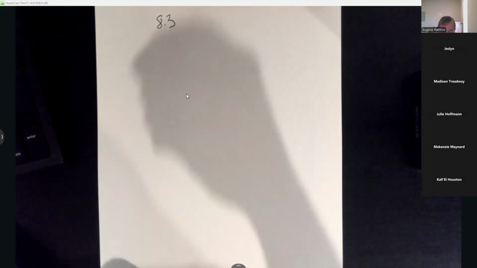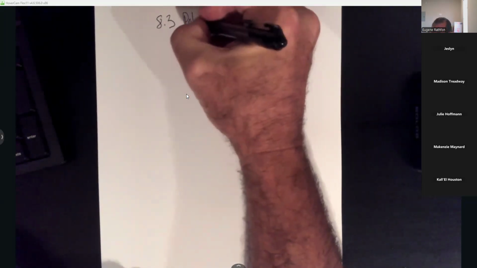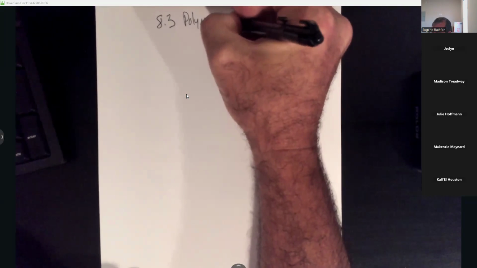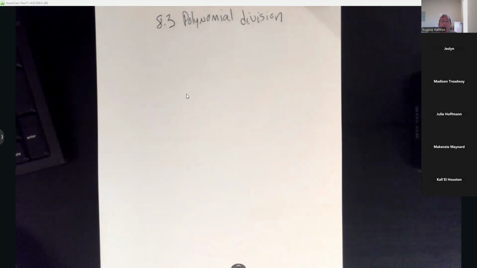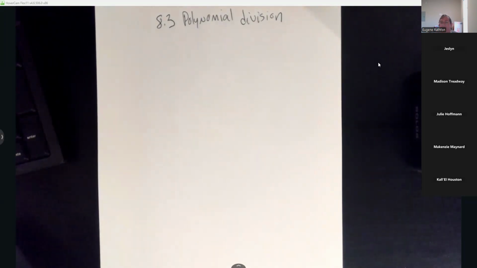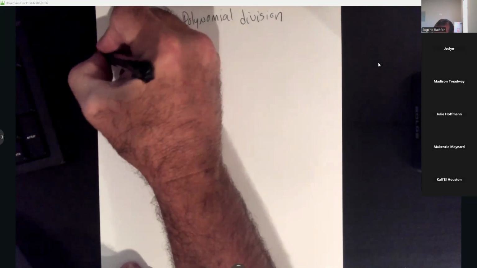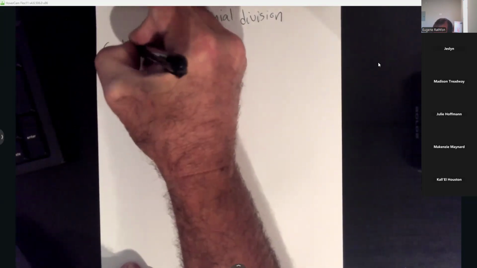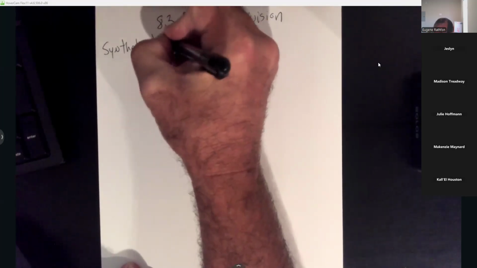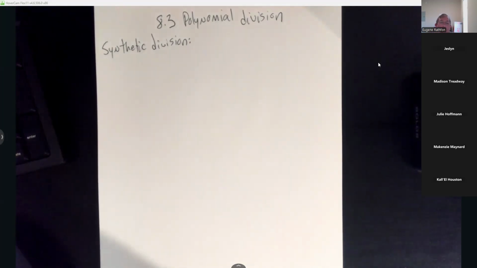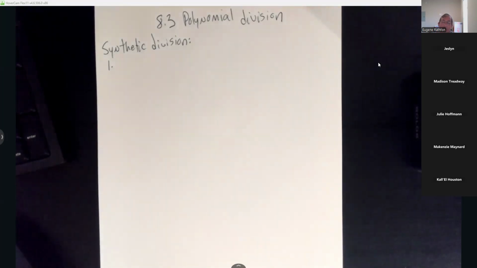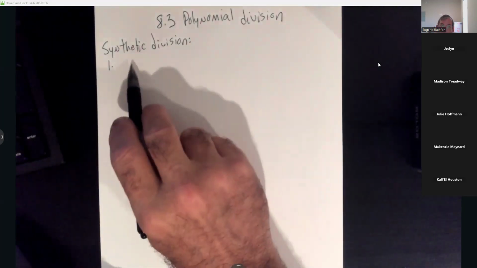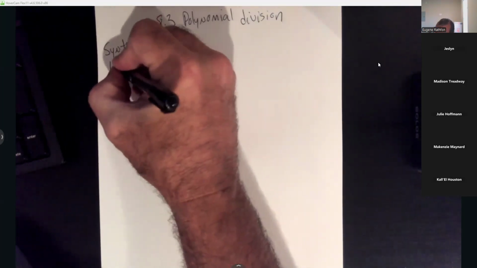All right, y'all. So 8.3, polynomial division. And really, the only division we're going to do in this section is what we call synthetic division. Now, there's two things we're going to use synthetic division for. In this section, we're going to use synthetic division to find function values.